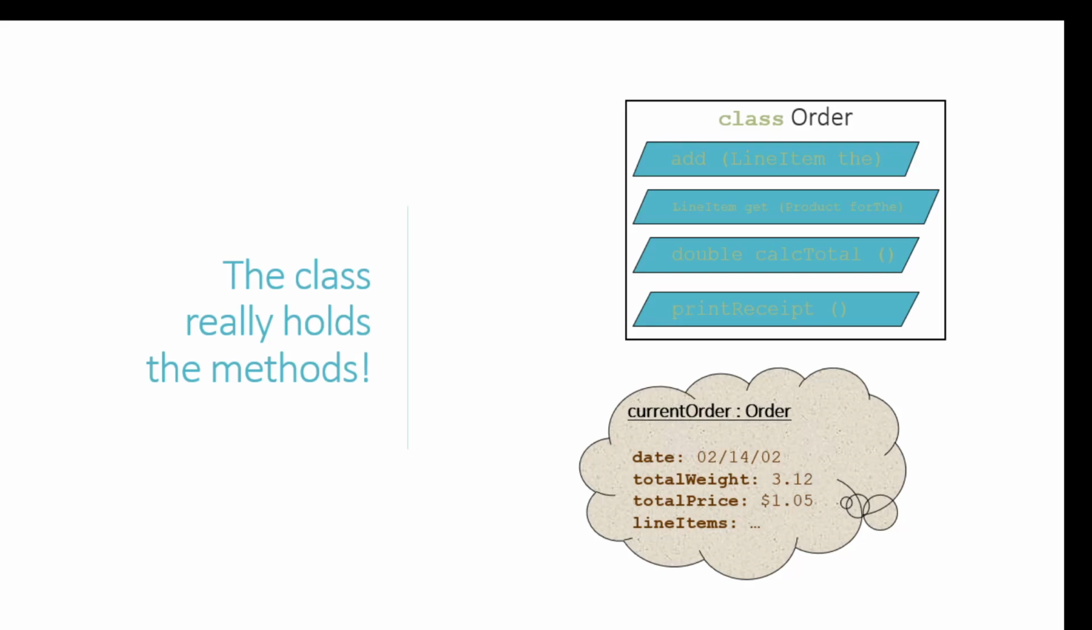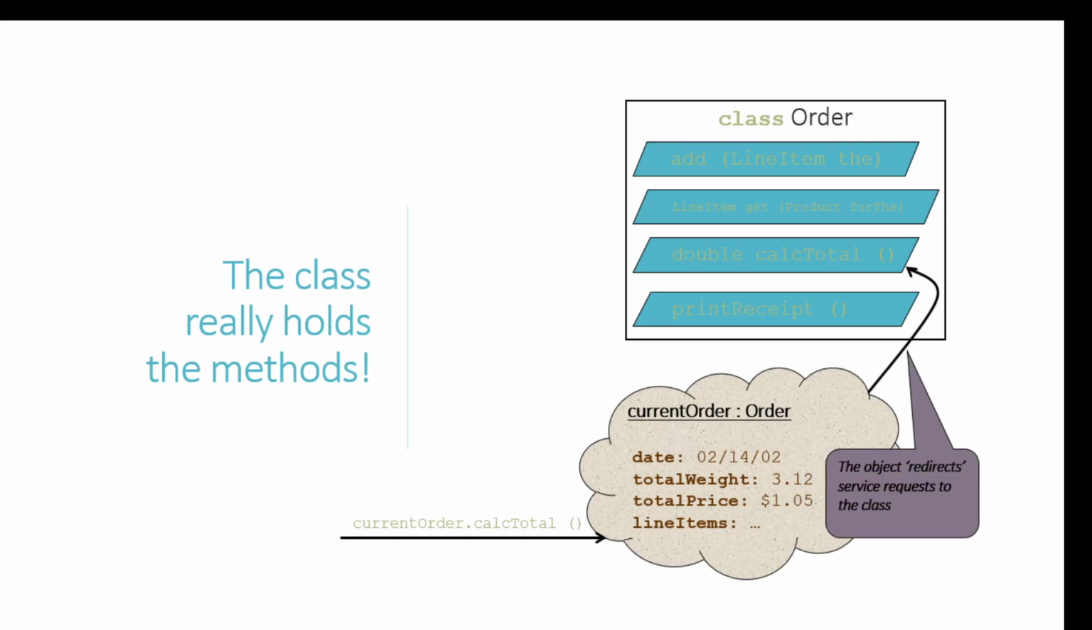So while we have to have an object to call any method, we have to say current order, the object actually passes along that behavior back to the class. So we don't have object-specific behavior. All objects do the same thing. They all behave the same way.